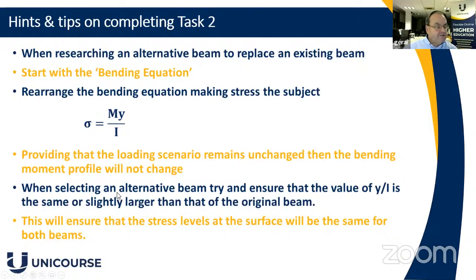So when you're going to select an alternative beam, try to ensure that the value of y over I is the same or slightly larger than that for the original beam. If it's slightly larger, the only thing that will happen is the stress will be slightly smaller, and that's not a bad thing. So this will ensure that the stress levels at the surface will be the same for both beams. They might be slightly less if your value of y over I is slightly bigger.